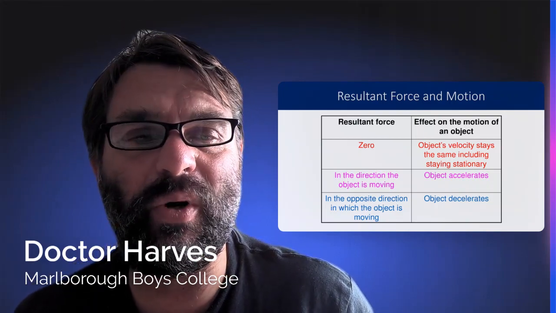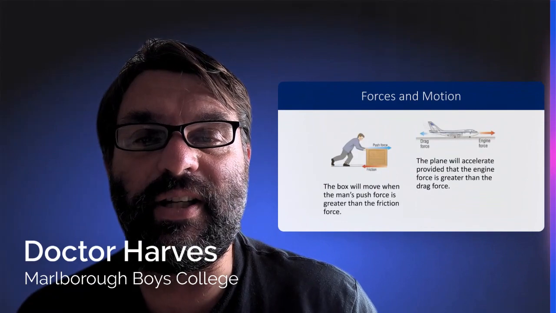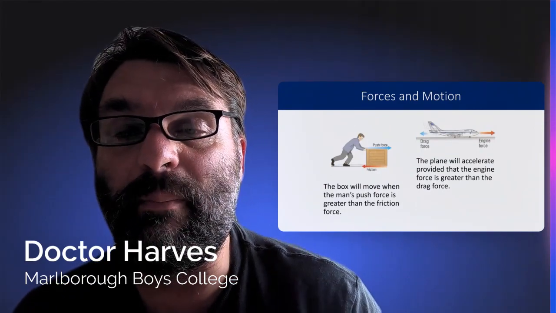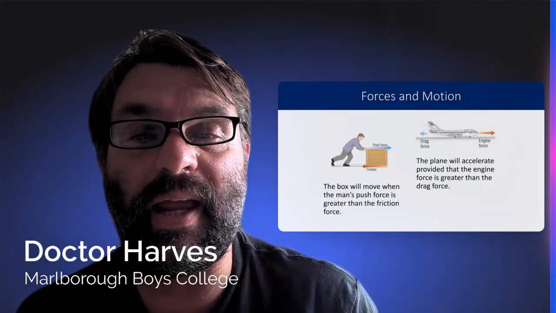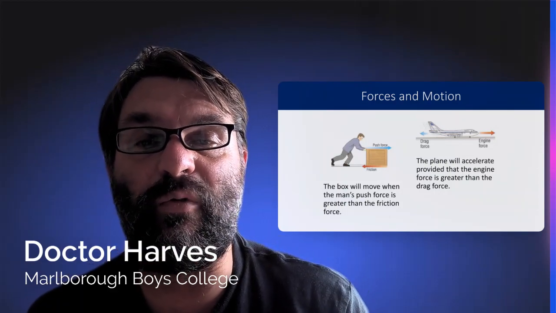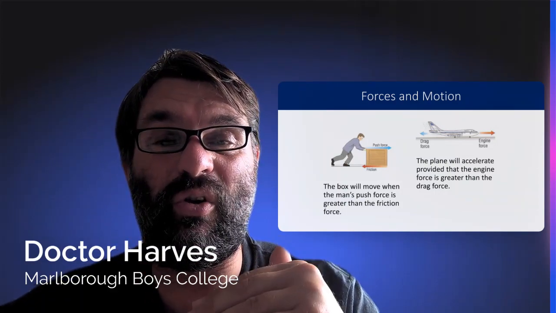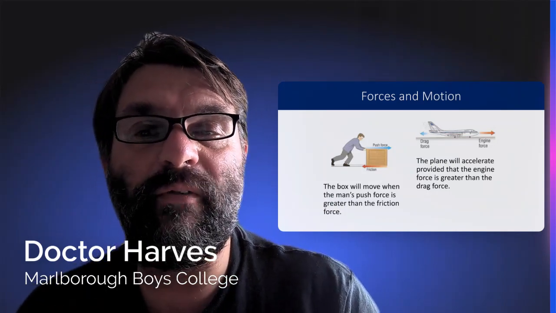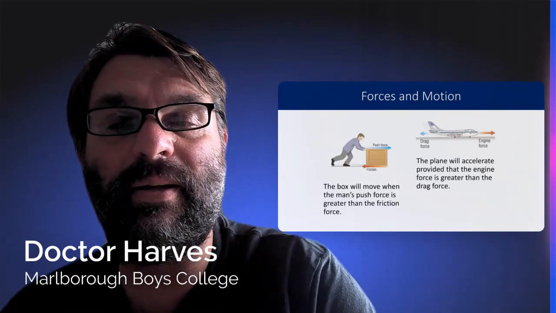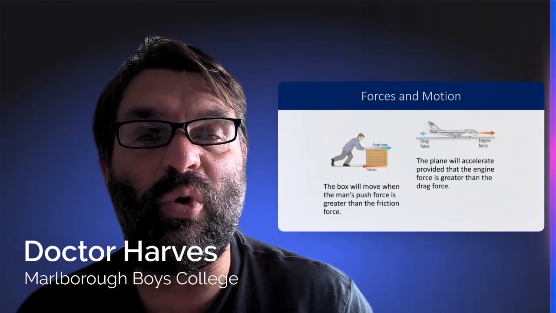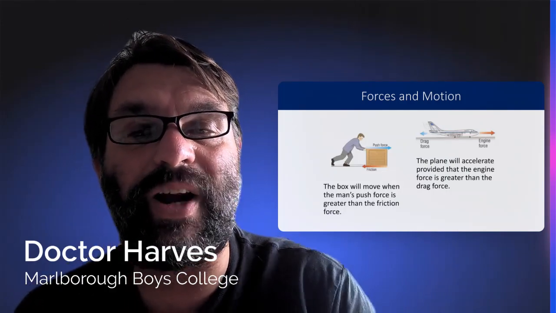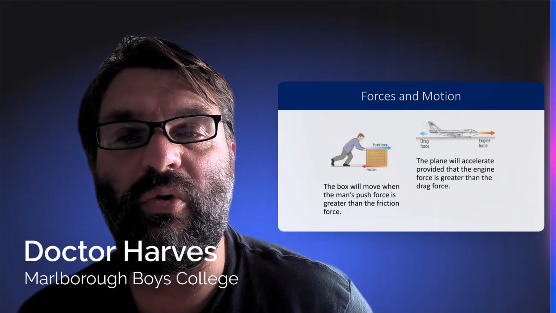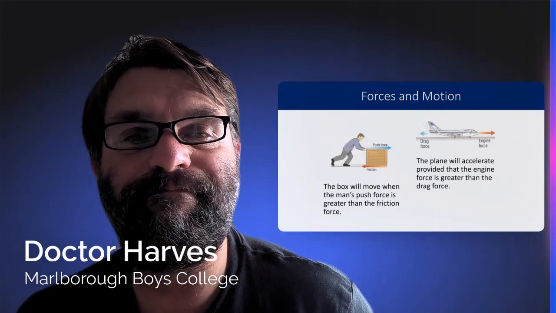So let's just look at a few examples of that. The first example would be, say you're pushing a box. The box will move when the push force exerted by the man is greater than the friction force between the surface of the ground and the box. Or, for example, the plane here will accelerate if the engine force, the thrust force from the engine, is greater than the drag force from the air, and also the drag force from the friction on the ground.